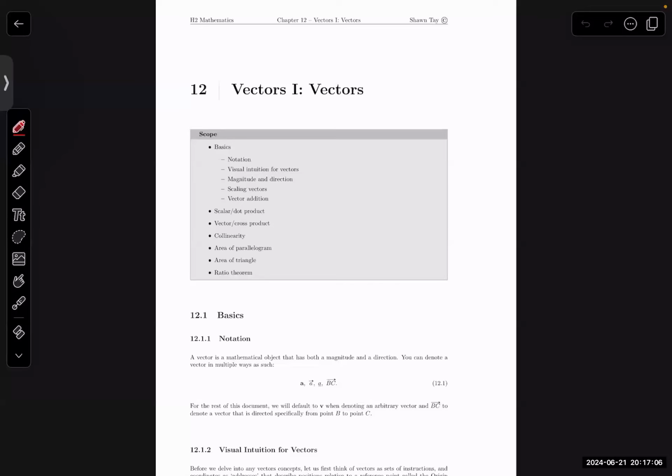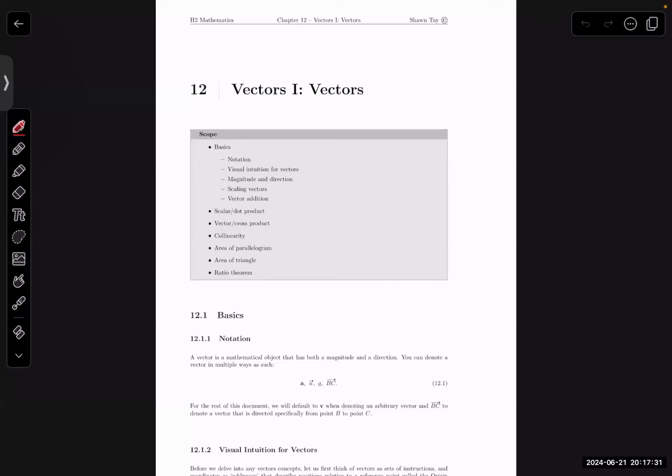So what I want to do for today's crash course is really to just organize the different concepts that are in vectors, as well as try to help you guys visualize and form some intuition on how to think about vectors so that it's not as scary as most people think it to be lah, right?